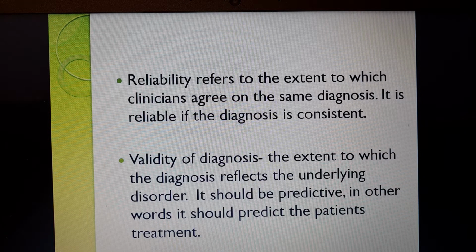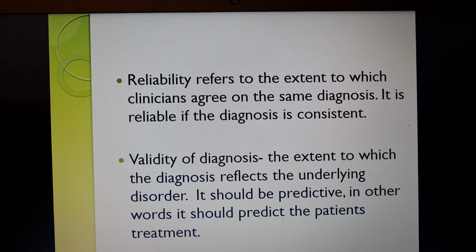Before we go into the two systems, there are two important words that we need to understand: the reliability and the validity of diagnosis. When we say reliability, we're talking about how likely clinicians are to agree on the same diagnosis. It refers to consistency, which is really important in diagnosing, because if two clinicians arrive at different conclusions about the same patient, then there's obviously a reliability issue.